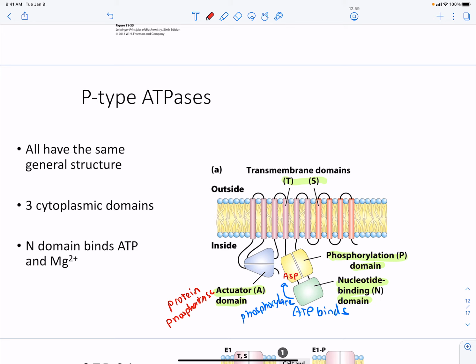And then our T and S domains are going to be changed with the phosphorylation and dephosphorylation. Now, your phosphorylation and dephosphorylation are not going to have any impact on substrate binding to the receptor. So the T domain is going to actually include the ion transporting structure, and the S domain is what's going to provide support for the T domain.